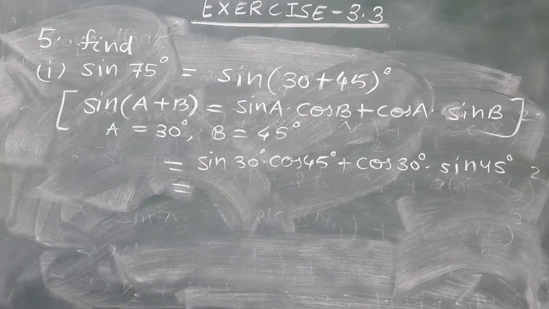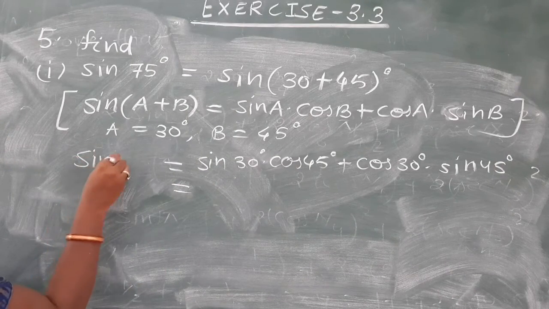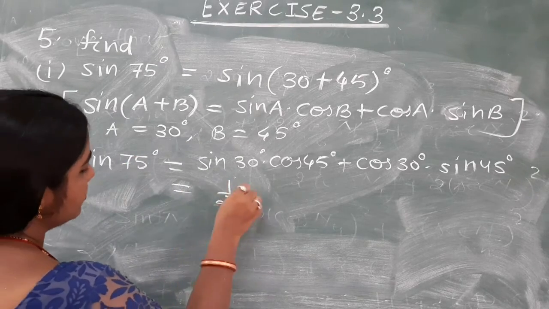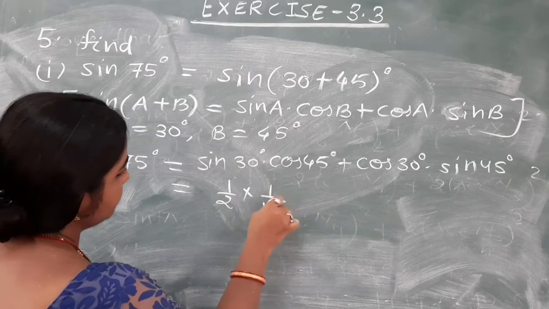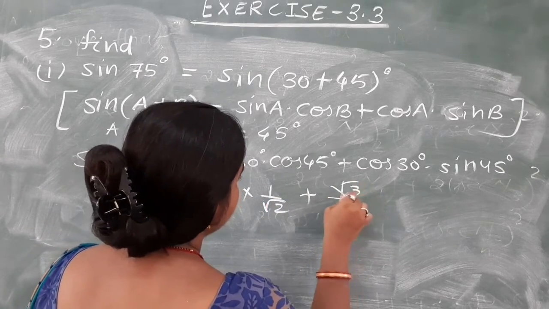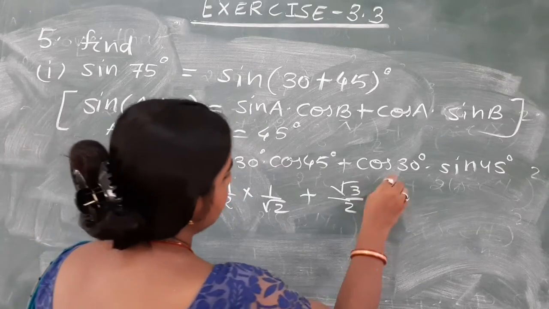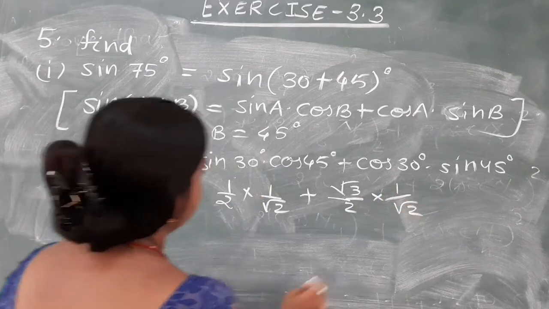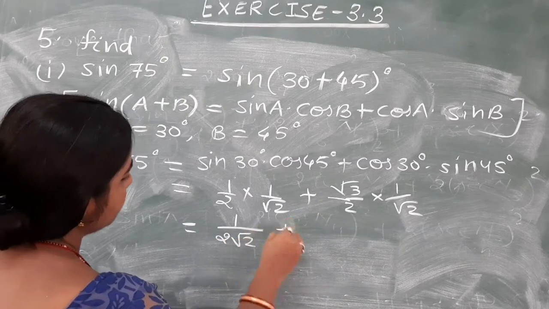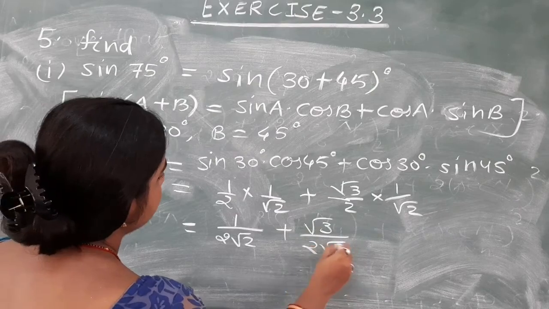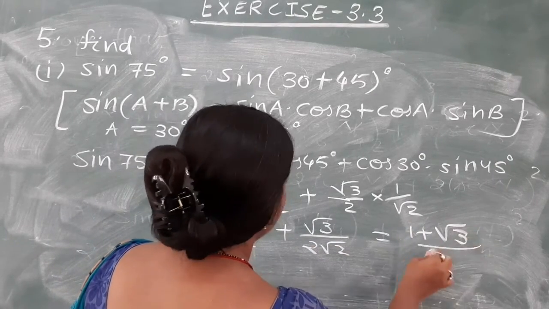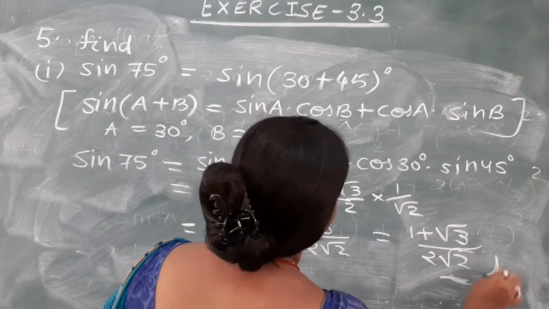Now we'll apply the values: sin 30 degrees is 1 by 2, cos 45 is 1 by root 2, cos 30 is root 3 by 2, and sin 45 is 1 by root 2. So we can write it as 1 by 2 root 2 plus root 3 by 2 root 2. Finally we have 1 plus root 3 by 2 root 2. So this is our answer.